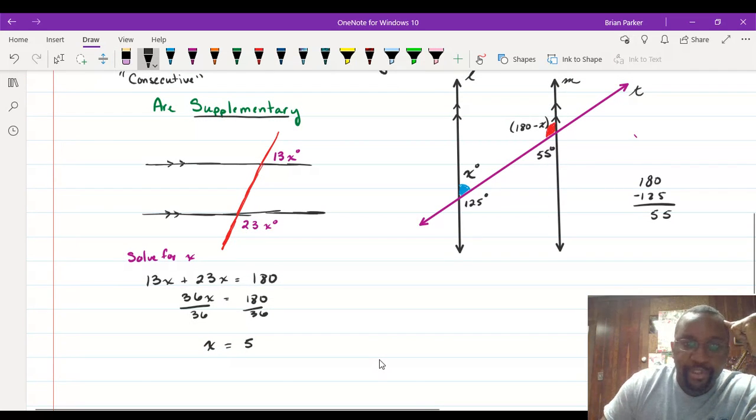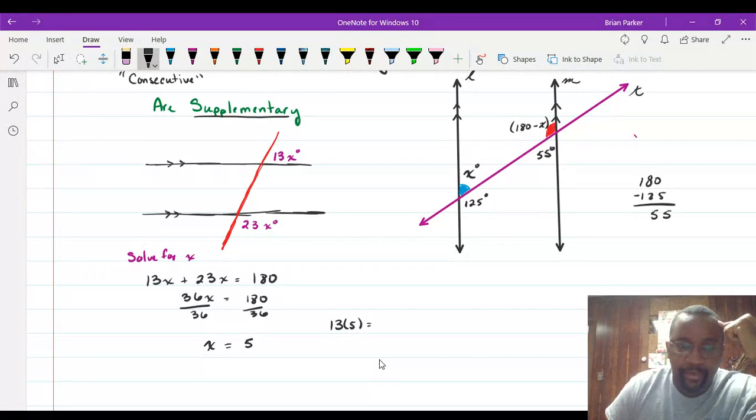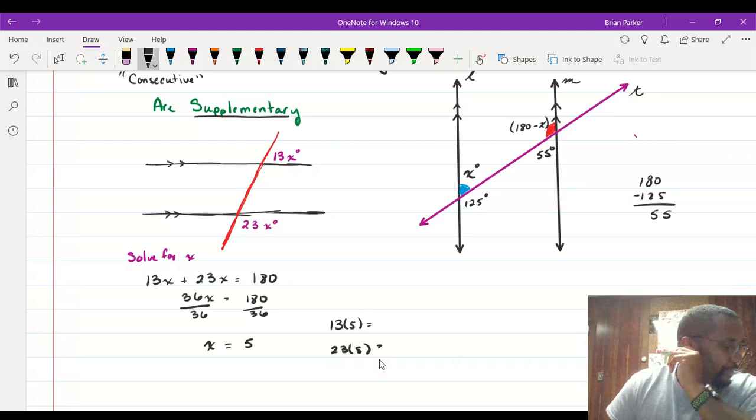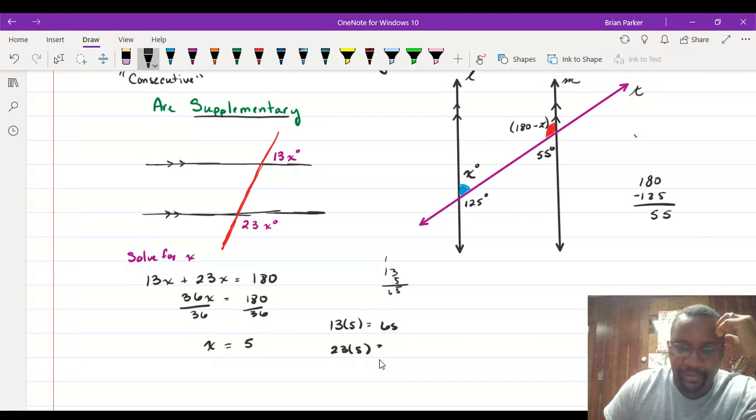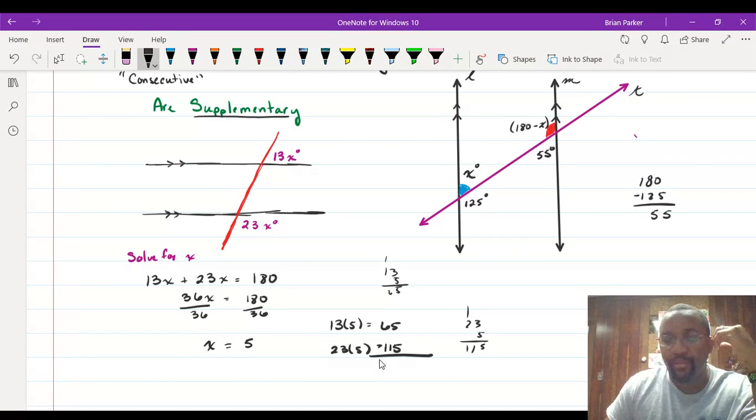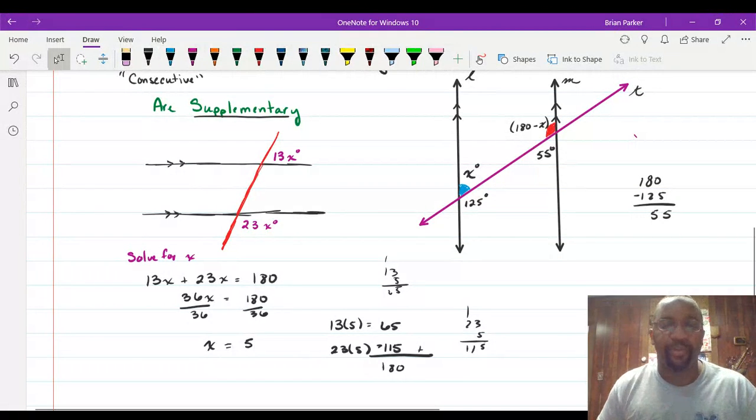So what if I wanted to know what is the angle measure of this 13x? Well, we'd just plug that 5 in. So we'd say 13 times 5. Okay, and if we want to know the other angle measure, we'd say 23 times 5, and we'd have our answers that way. What is 13 times 5? That would be 65. What's 23 times 5? It's 115. And if we double check ourselves, when we add these two together, they equal 180 anyway. So we know we've done the right stuff.